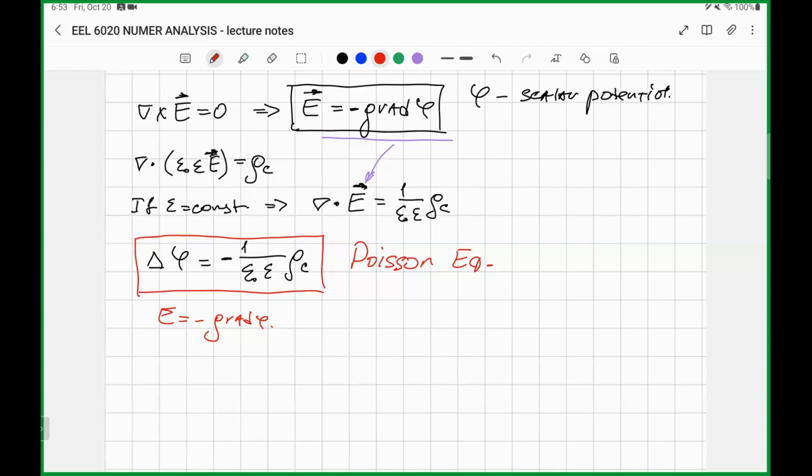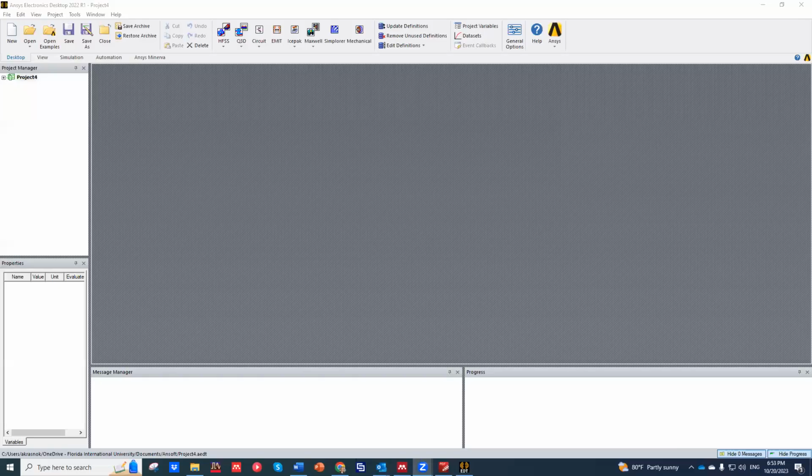So let me now share my screen and show you the ANSYS HFSS simulator, the simulator that we're gonna use in the rest of the course. Let me run it on my site. And we're gonna quickly run one simple simulation just to start this part. Right, so do you see this window of ANSYS electronics desktop? Yes, we can see that. Okay, awesome.